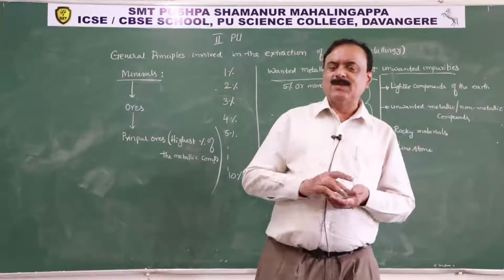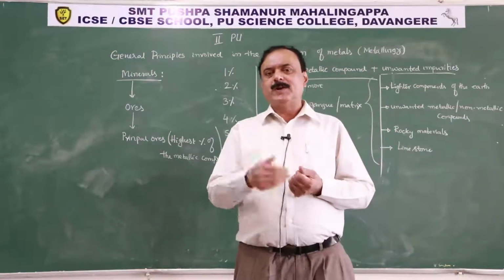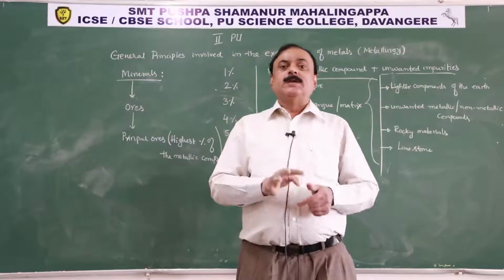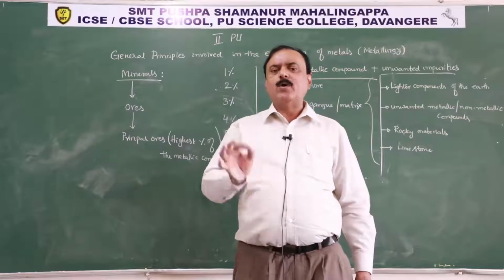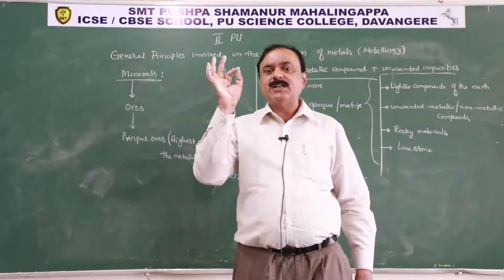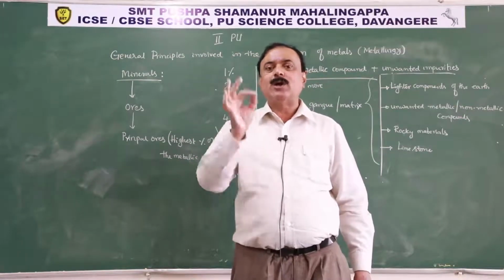Is it clear? Now, what do you mean by the mineral? What do you mean by the ore? A naturally occurring metallic compound or non-metallic compound found on the surface of the earth's crust and which can be obtained by mining is called a mineral.